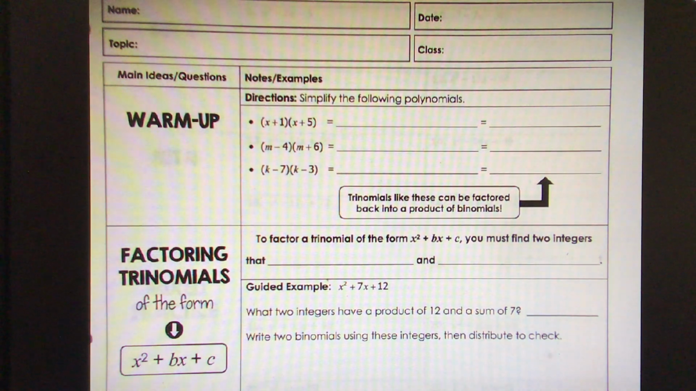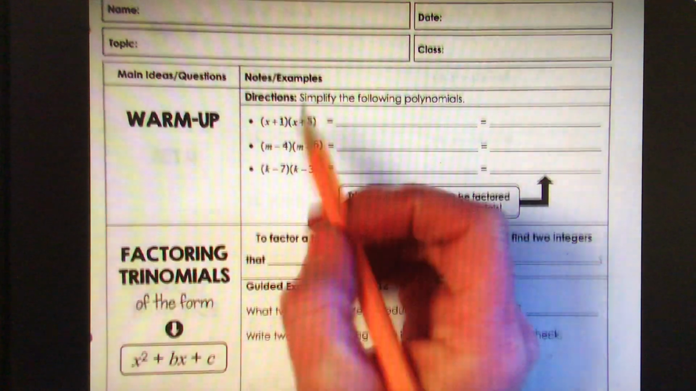So, like we did with the difference of squares or other ways to factor polynomials and trinomials and other things that are strung together, we're going to work backwards a little bit. So, we are going to start today by simplifying these polynomials.